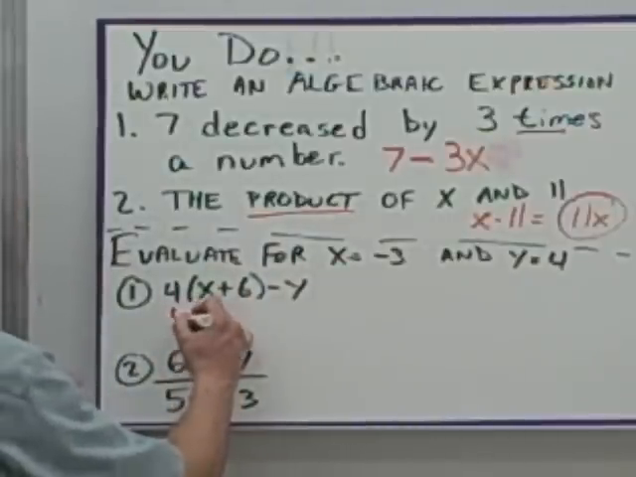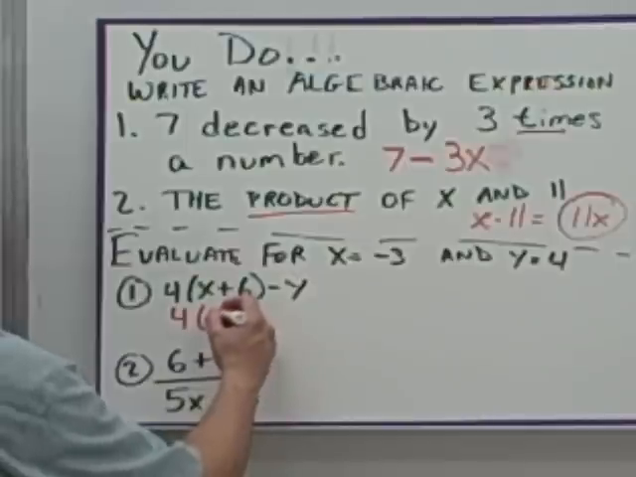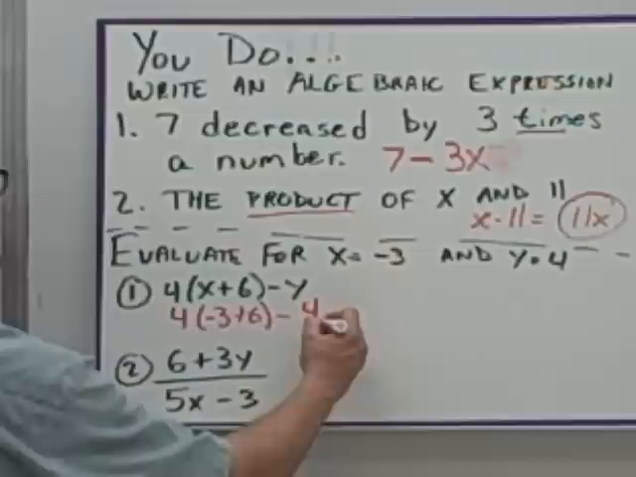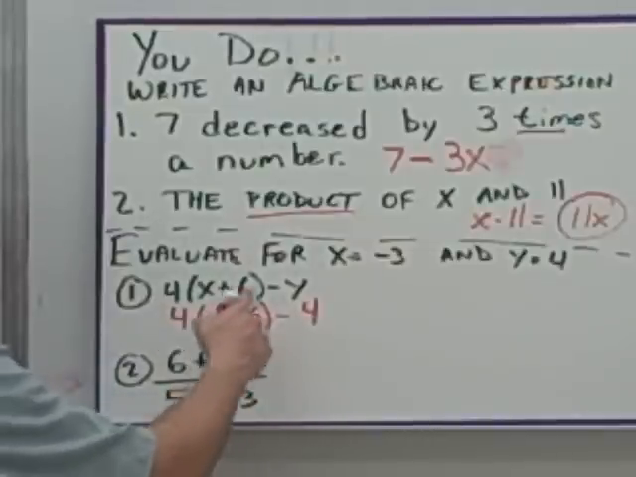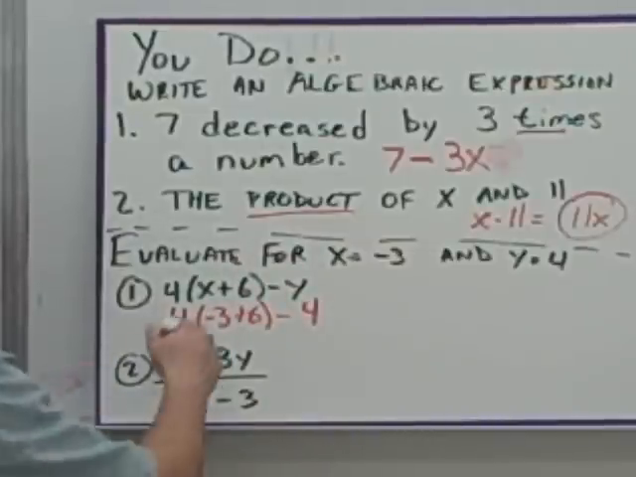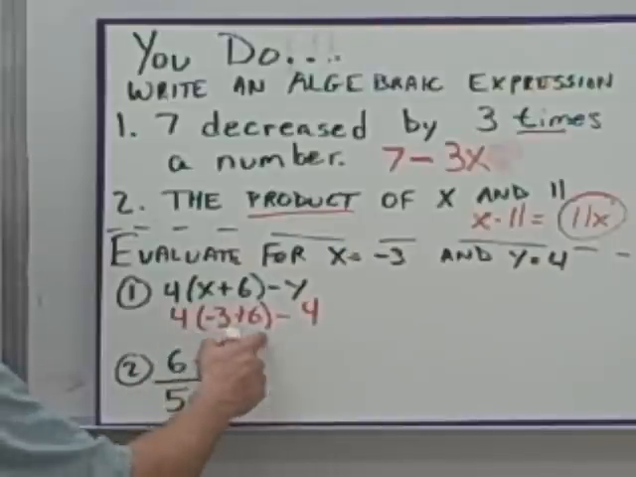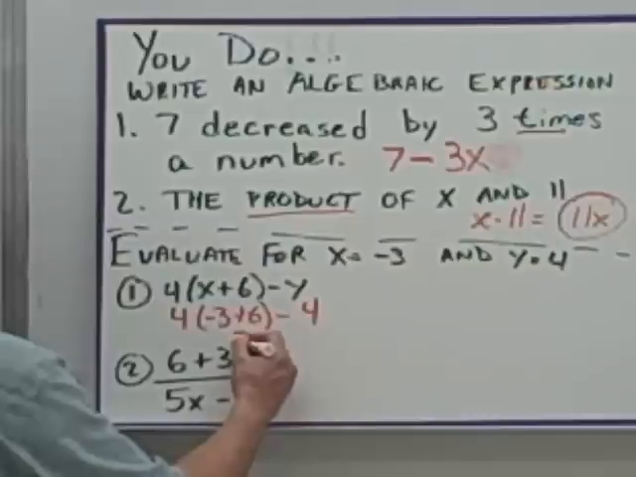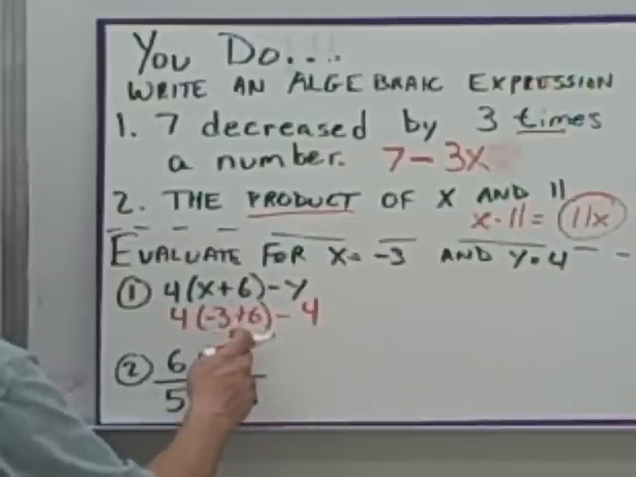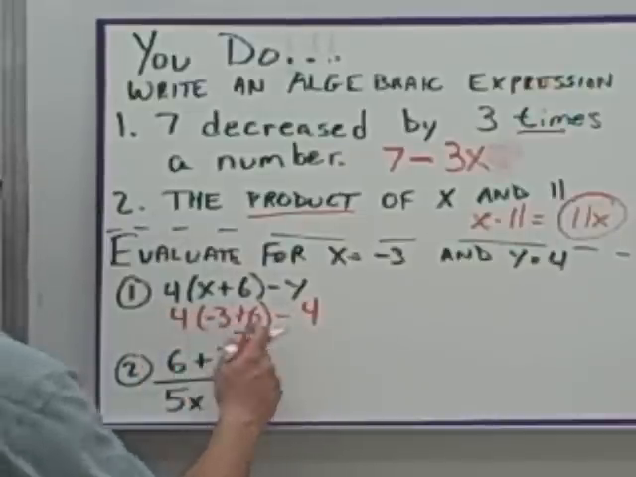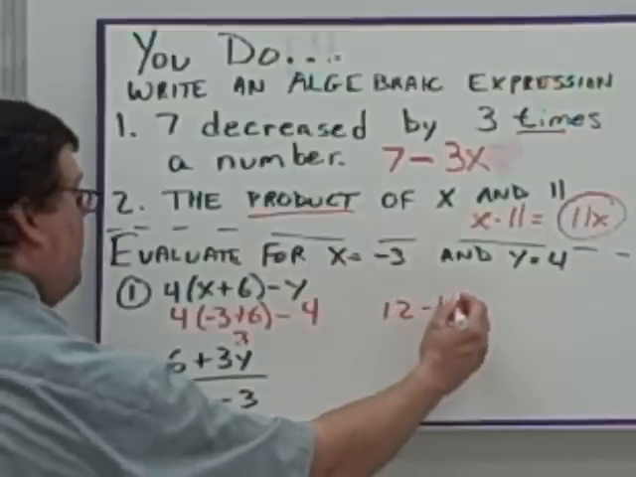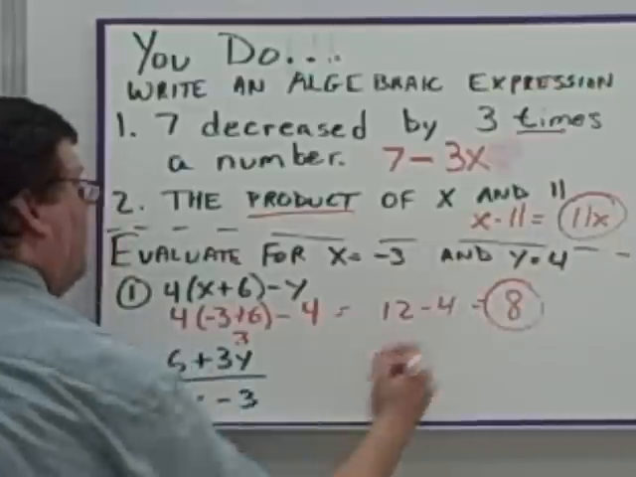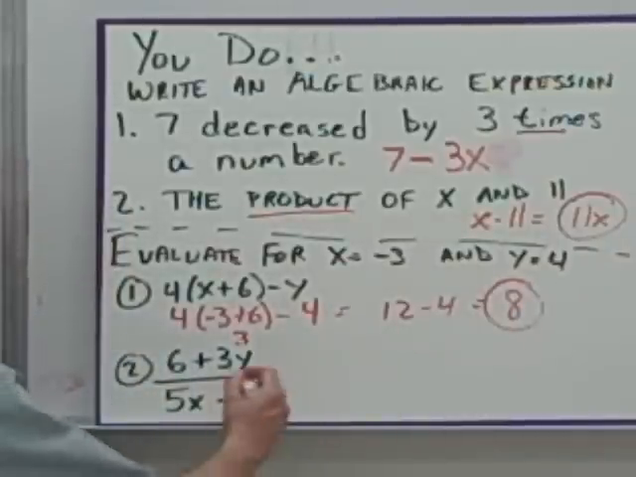Evaluate. I'm going to plug this in. We have 4 times negative 3 plus 6 minus 4. I've replaced the x value and the y value with the values that are given. Parentheses first, according to the order of operations. Negative 3 plus 6 is 3. 4 times 3 is going to give me 12. 12 minus 4 is equal to 8. There's my final answer on that one.